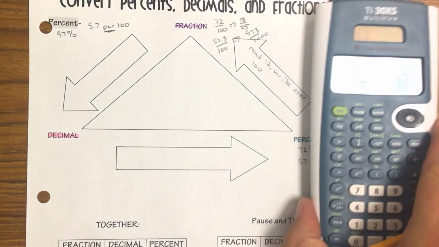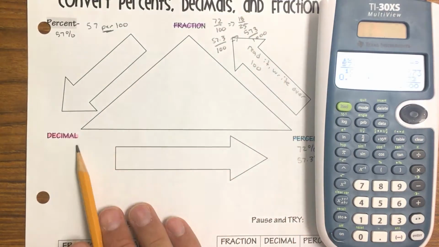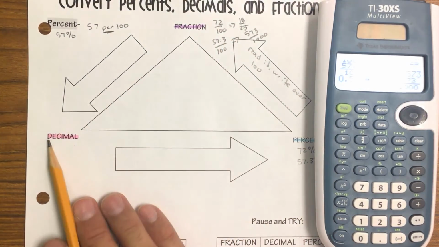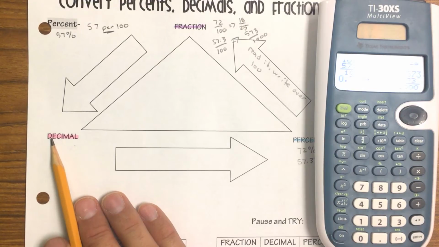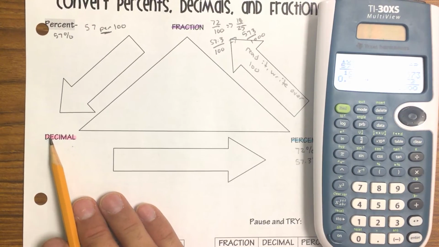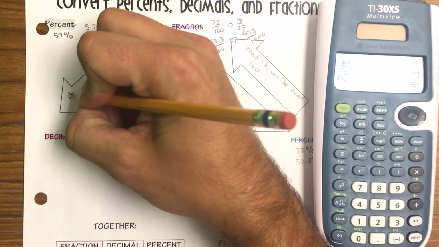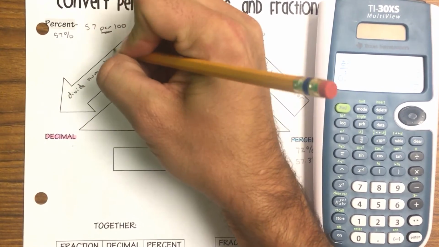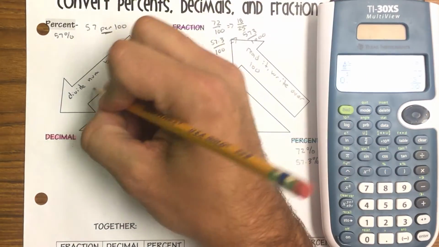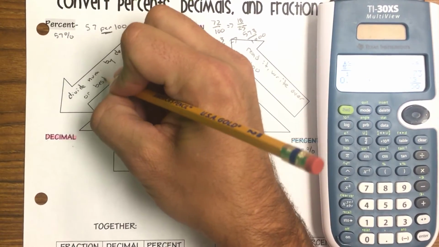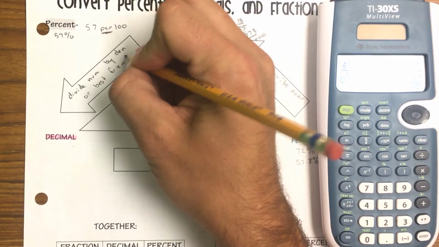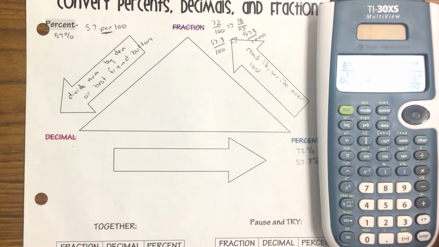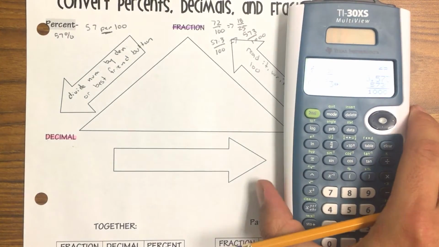So now we need to go from a fraction to a decimal. So we're going to take these same numbers that we had before, and now we're going to turn them into decimals. And the way that we do that is just by dividing. We just divide the numerator by the denominator, or we use our best friend button.